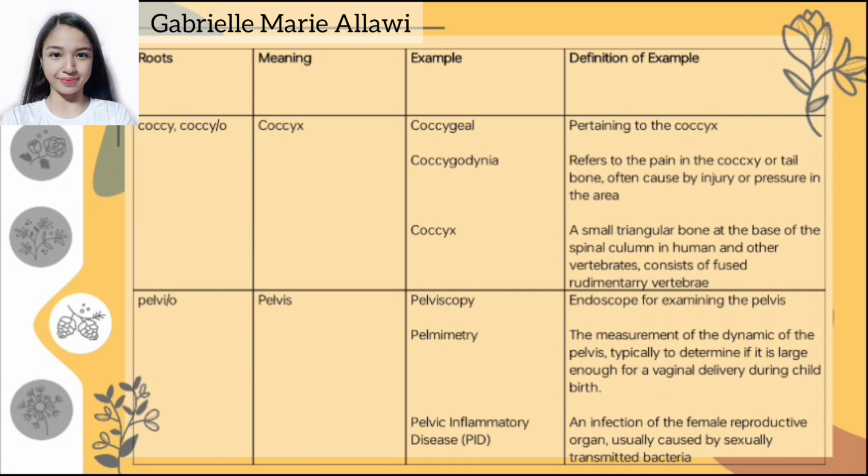An example for the root pelvi is pelviscopy, also known as pelvic laparoscopy or gynecologic laparoscopy, a minimally invasive surgical procedure that involves using a specialized instrument called a laparoscope to examine and operate within the pelvic region. The laparoscope is a thin, flexible tube with a camera and light source attached to it, allowing the surgeon to visualize the pelvic organs on a monitor.